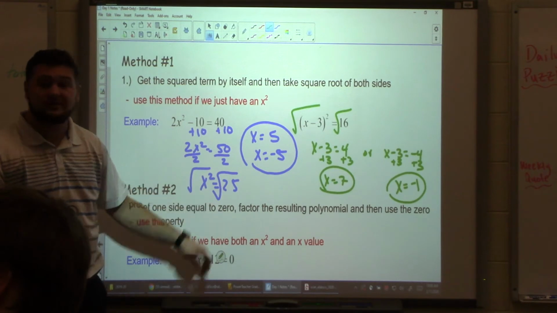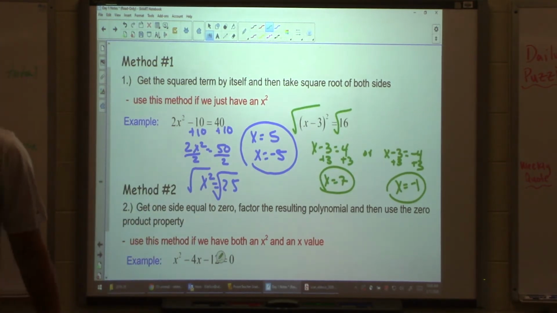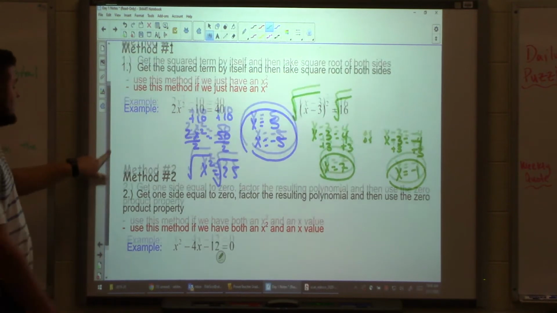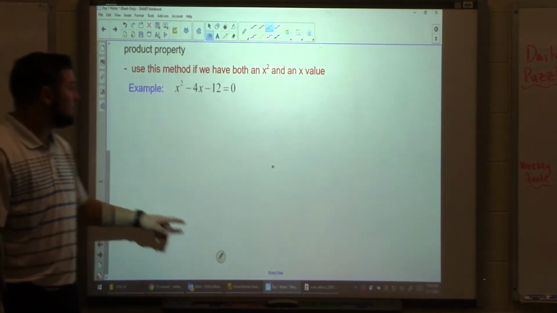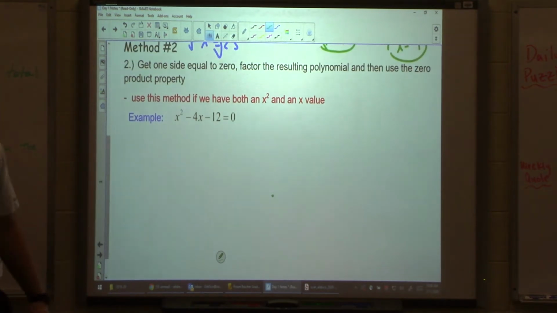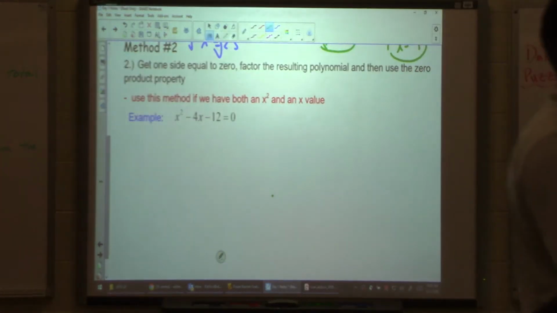X could be negative 5 and we still get 25. So we don't know which one it actually is, but those are two possibilities. Good. And then the second method is if we have x squared and x, we're going to factor. We're going to get one of our sides equal to 0. And the really important part is you always want a positive x squared, but we need one side equal to 0.